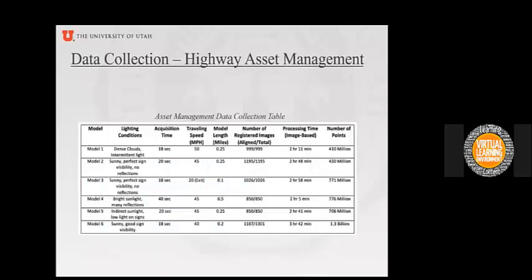This table is just a brief overview of the six best and most focused on models for this particular case study. So we recorded things such as lighting conditions and time of day, how long it took to acquire the data, the speed we were traveling, model length, number of registered images compared, aligned to the total, how long it took to process, and the overall number of point cloud points per model.